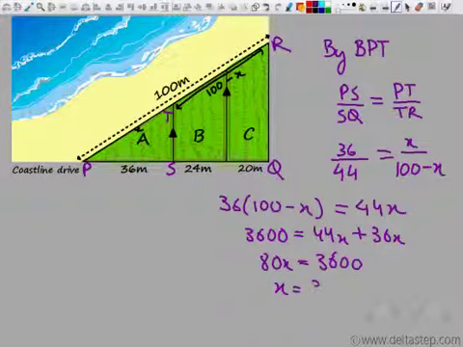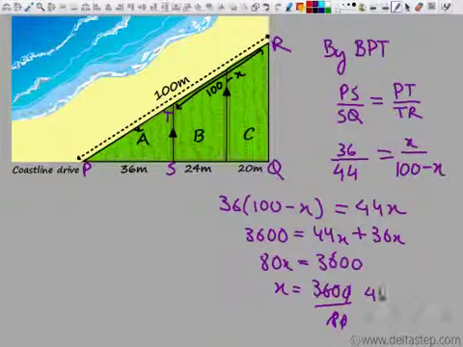X would be 3600 divided by 80. So if you divide this you would get 45. So X comes out to be 45.